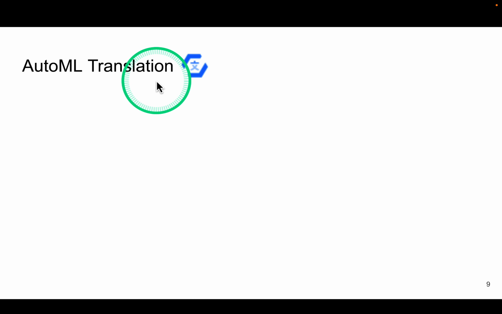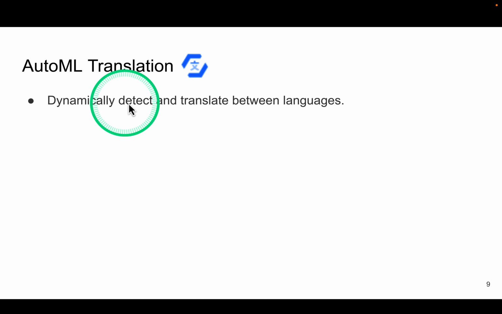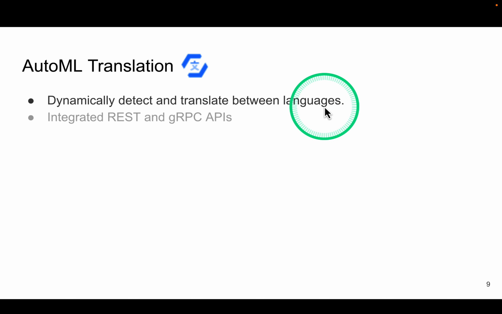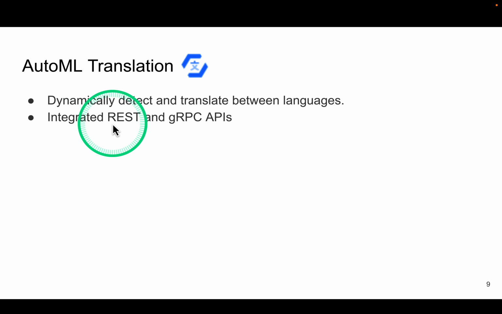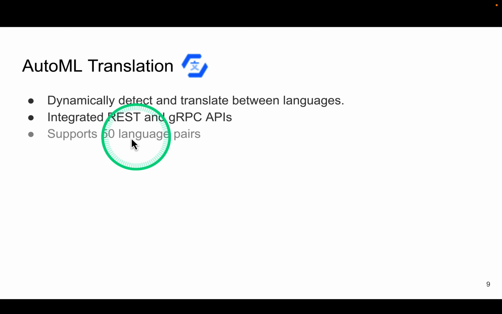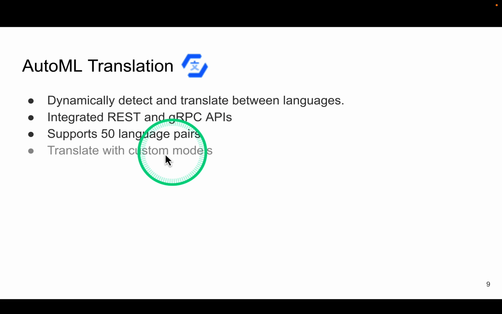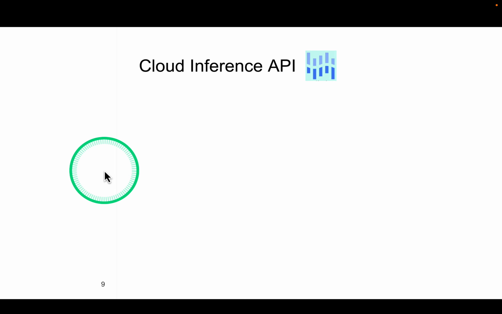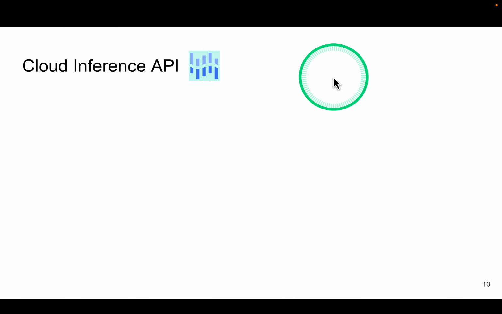And next is AutoML Translation. Dynamically detect and translate between languages. It also comes with integrated REST and gRPC APIs. Supports around 50 language pairs. Translate with custom models.